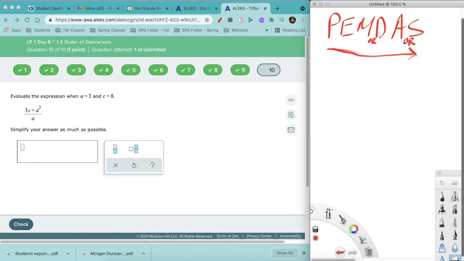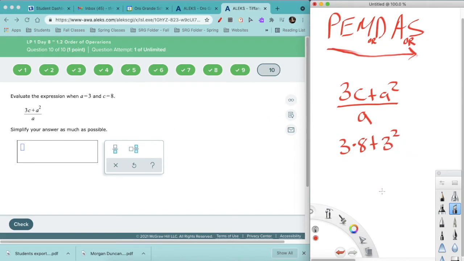So this one's a little bit more complicated looking, because we have kind of a fraction or some division. So when you see a fraction, it literally means division. I'm dividing the entire thing by a. So first I'm going to simplify the entire top, and then I'll divide by that a. So with this one, we know c is 8. So I'm going to replace c with 8 plus a, and a we know is 3, and there's still a squared, and then a again on the bottom is 3.